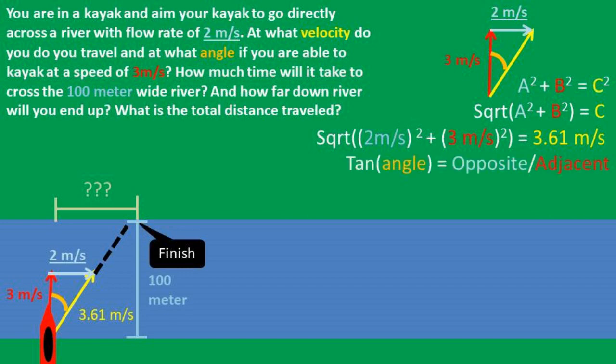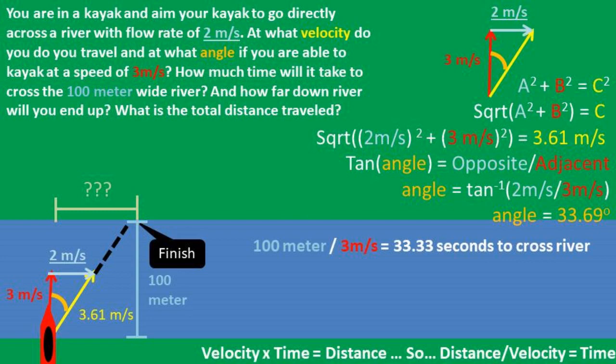Now we can use SOHCAHTOA, more specifically the tangent of the angle equals the opposite leg of the triangle over the adjacent leg of the triangle, to solve for the angle downstream the kayak will travel. To get the angle to one side, we can take the inverse tangent of 2 meters per second flow rate of the river over the 3 meters per second kayaking speed. This leaves us with an angle of 33.69 degrees.